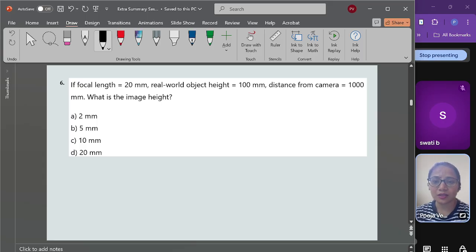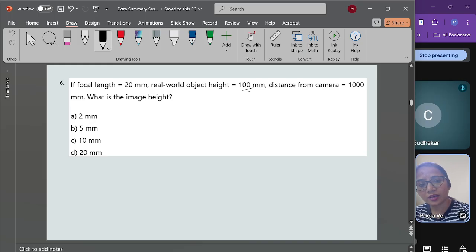Now the next question is: the focal length is 20 millimeters, the real world object height is 100 millimeters, and the distance from the camera is 1000 millimeters. What is the image height? This question is related to camera geometry, I think. So how can we calculate the image height?